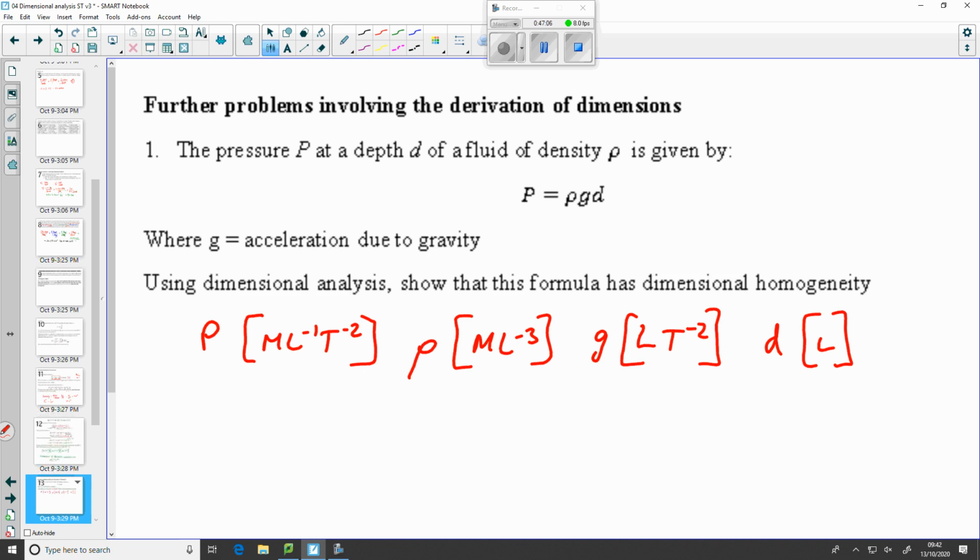To show that this side and this side have the same dimensions, dimensional homogeneity. So your answer to that right-hand side, all those three multiplied together, should cancel to M L minus 1, T minus 2. So that's what you should end up with when you multiply those three dimensions together, sorry.